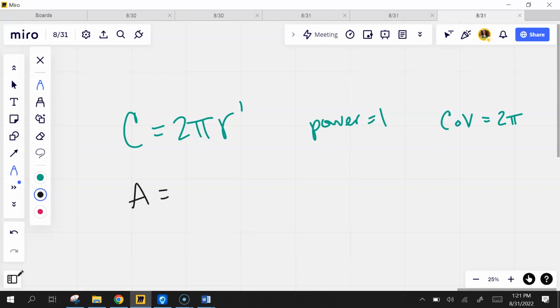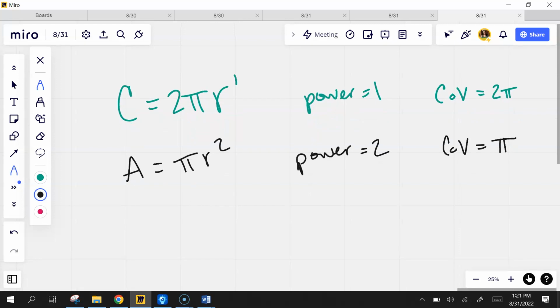How about the area of a circle? Yes. The power is 2. The constant of variation is pi, right? Direct or inverse? Direct.